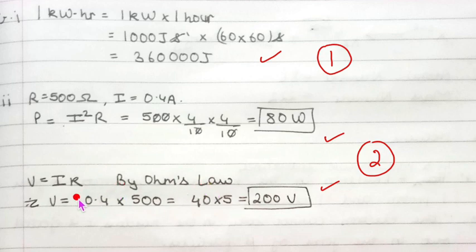And by Ohm's law you can have V is equal to IR, so V will be equal to 0.4 multiplied by 500. That is going to be, we use these 2 zeros to shift the decimal here and it becomes 40 into 5, so that becomes 200 volts. So that is 1 mark for this, 1 mark for this. Let's move to the next part.